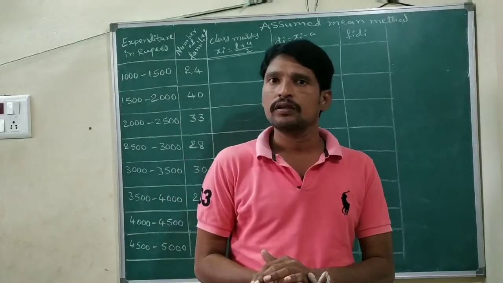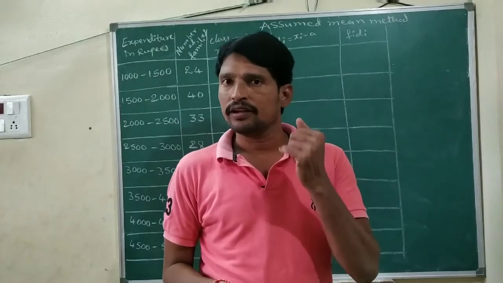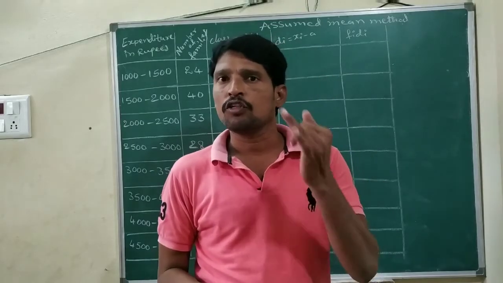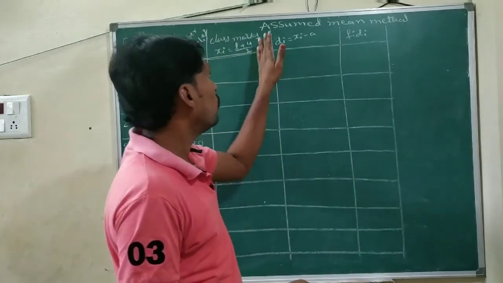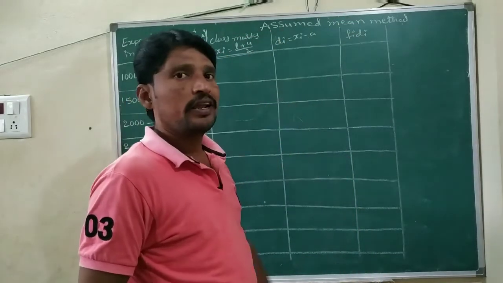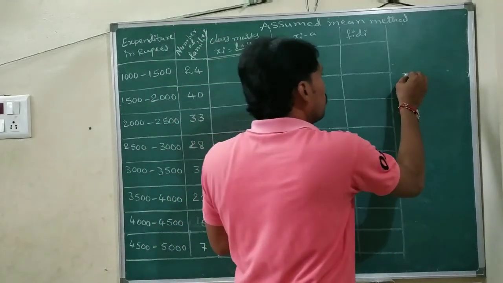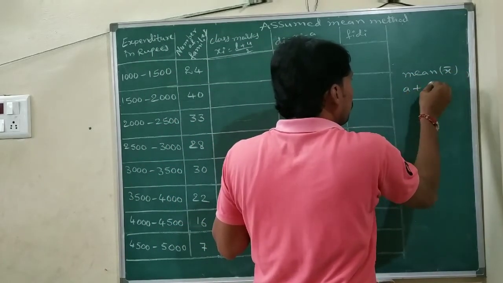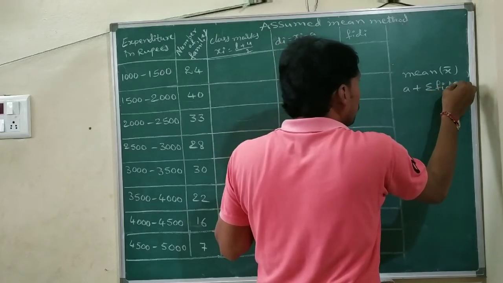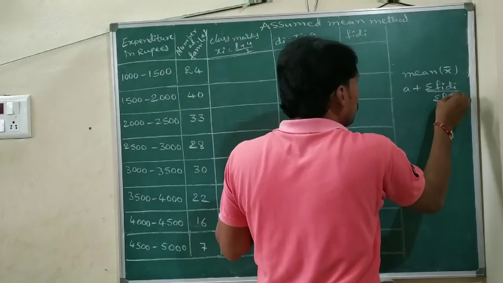Now we are finding the mean. There are 3 methods: the direct mean method, the assumed mean method, and the step deviation method. Here we are following the assumed mean method. In the assumed mean method, the mean equals A plus sigma Fi di by sigma Fi, which is the formula.